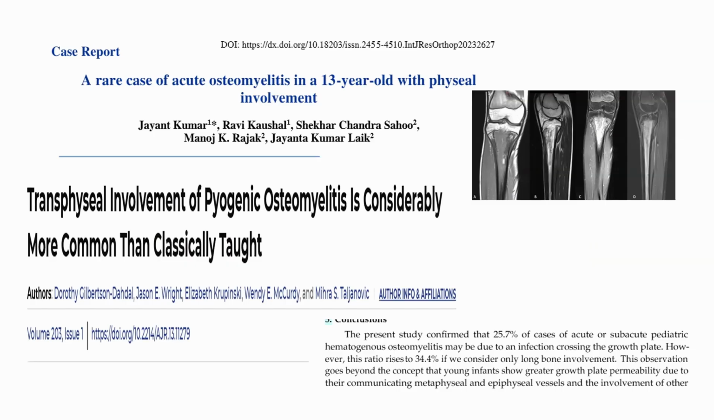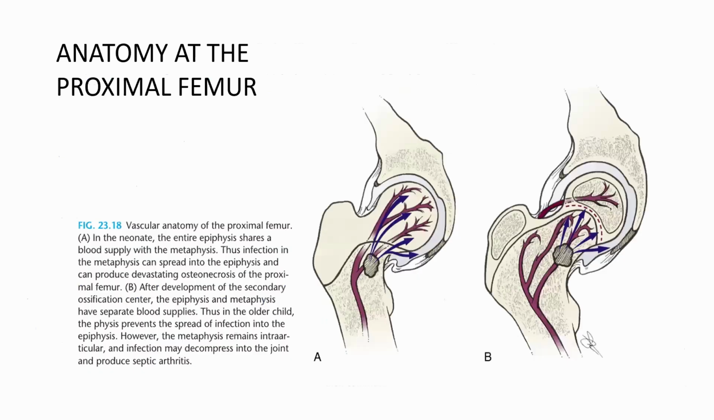So there were 2 or 3 studies suggesting that there has been transphyseal involvement of pyogenic osteomyelitis also. There were 2 to 3 cases in a case report. I have just shown the images of the same in the last slide. I'll show it in the last slide. Next slide.